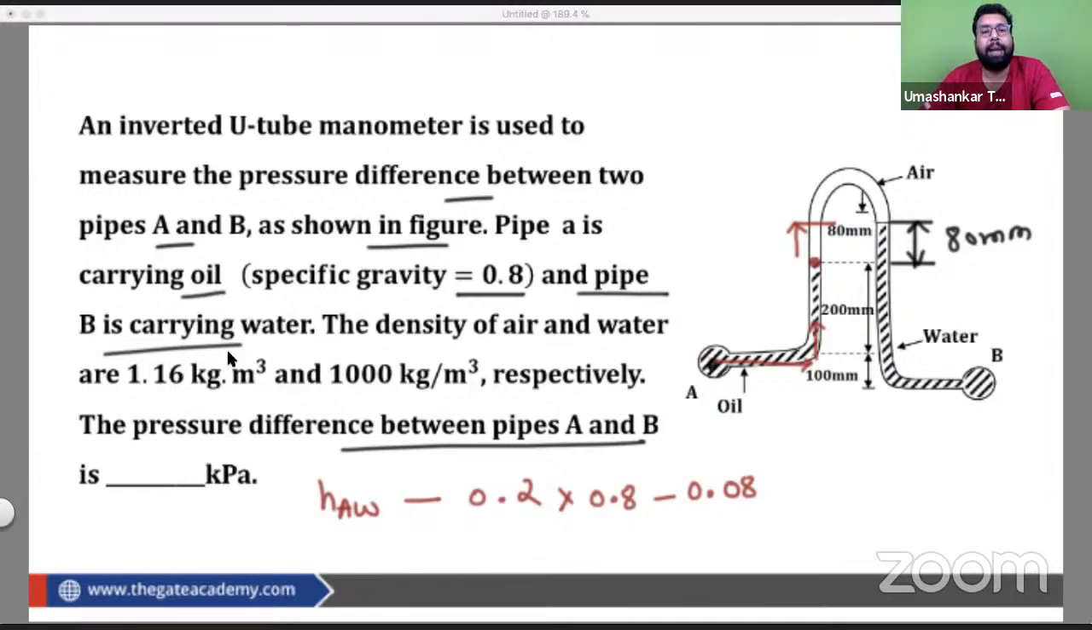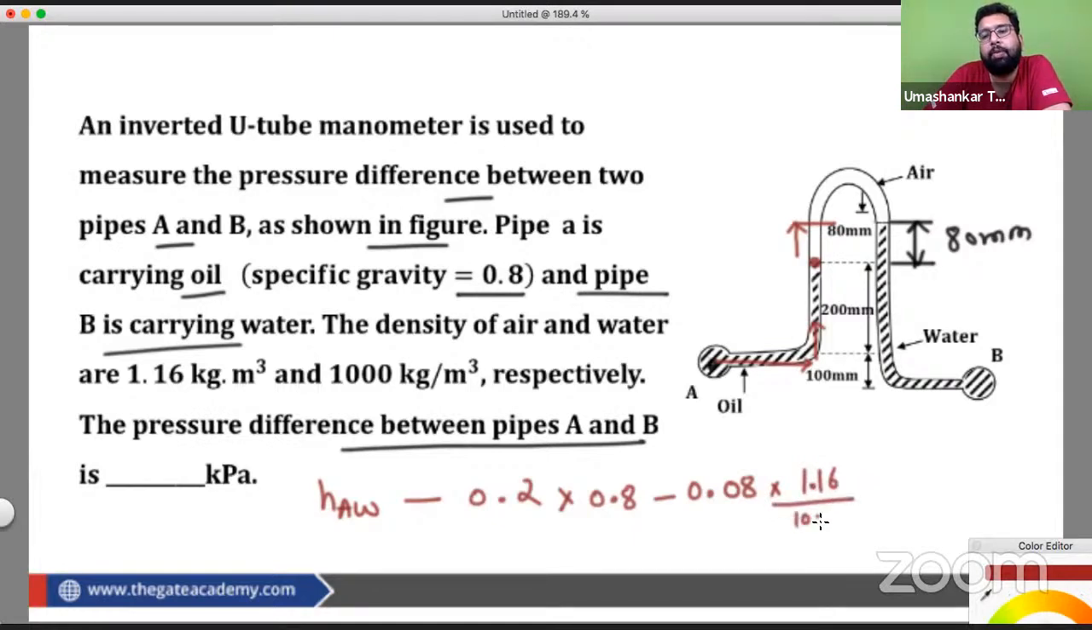It is minus 0.08, right? Right, Buddha? The distance and the density of the air is given to be 1.16. So how to find the specific gravity from the density of a fluid? We should divide it by the density of water, 1000.